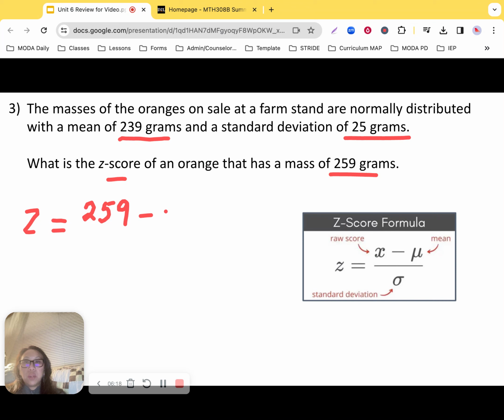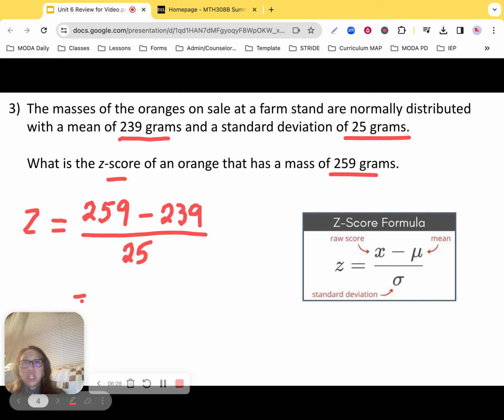The mean here is 239, divided by the standard deviation, and our given information is 25. So then we're just going to do our math here. 259 minus 239, that is 20. Okay, divided by 25. You can use your calculator for this to find the decimal.